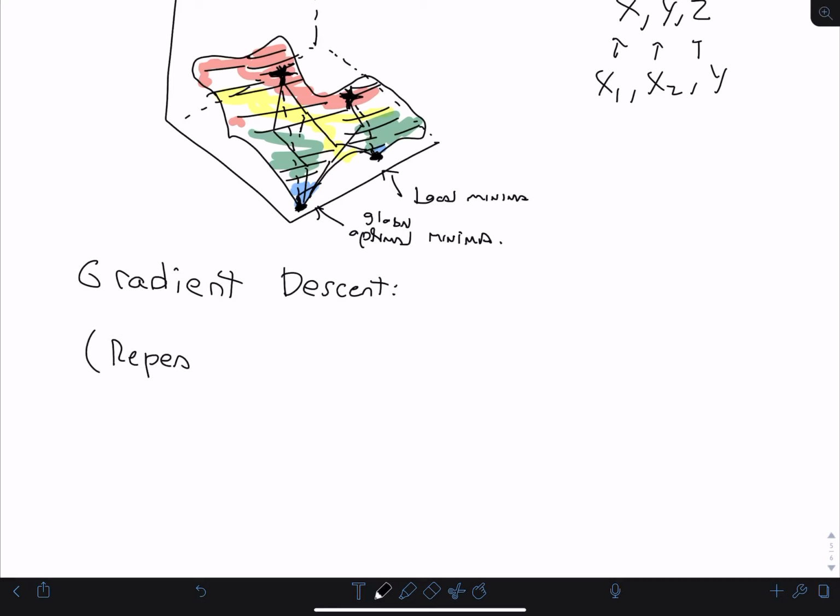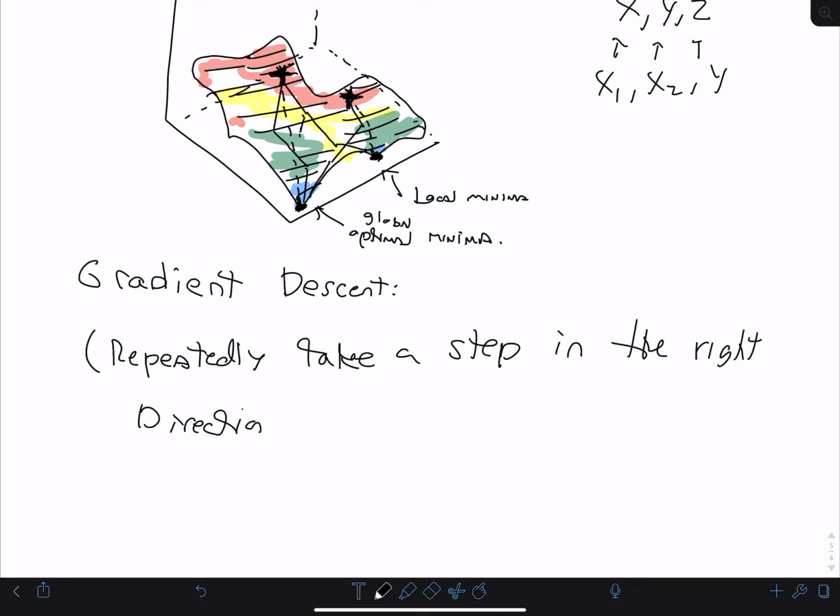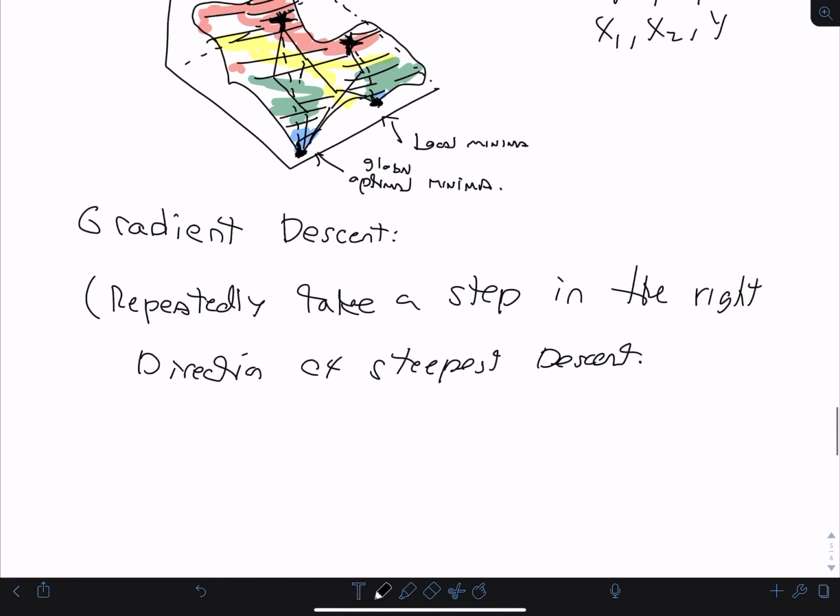Basically, repeatedly take a step in the right direction, which means the direction of steepest descent. That is where you're minimizing your error. So your error is going down the most if you do that. Okay? The way we write that is like this.